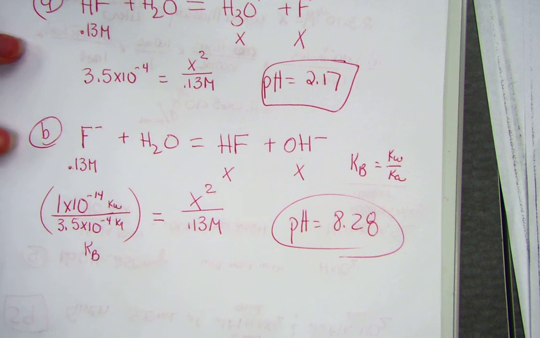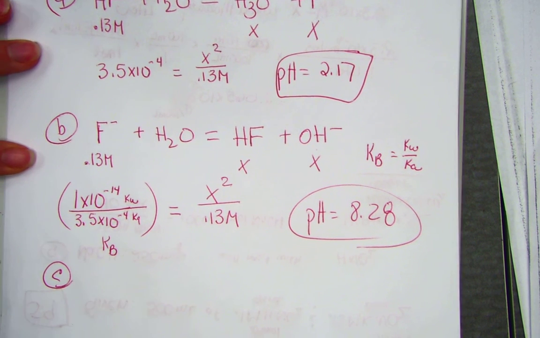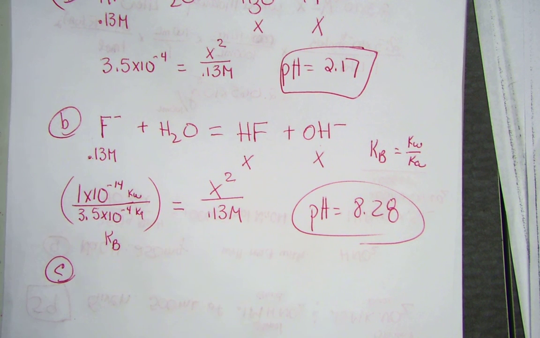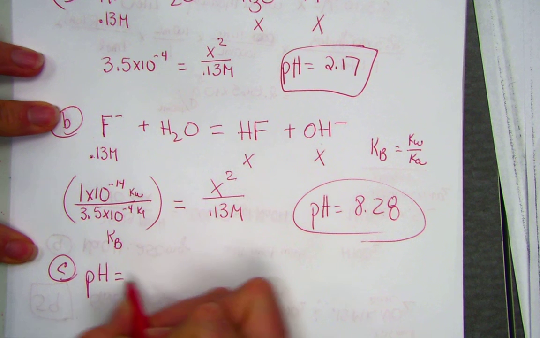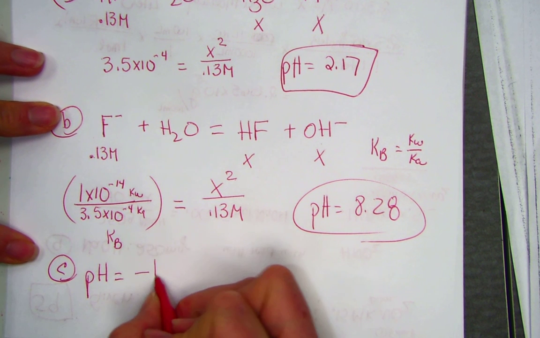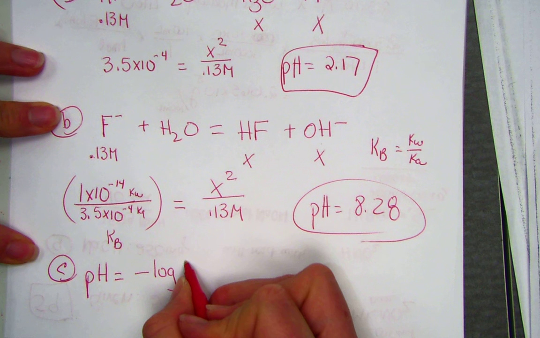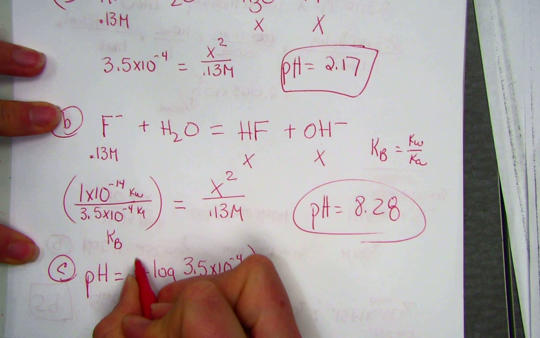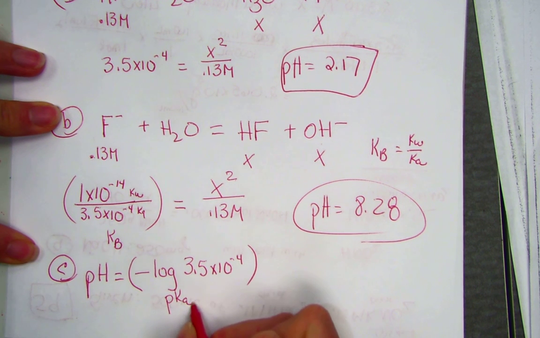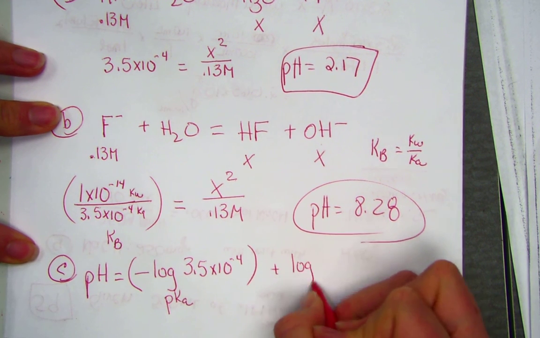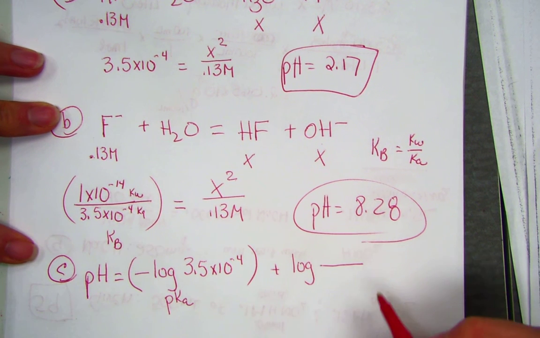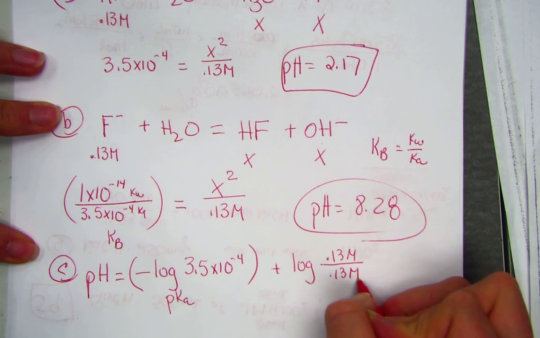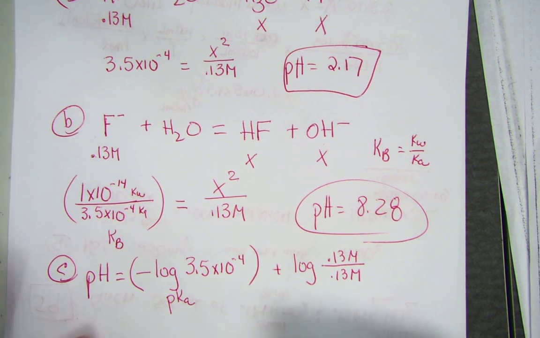And in part C, we're placing in Henderson-Hasselbalch. We're going to place in concentration of two conjugates. That, by the very definition, is a buffer. pH is equal to the p, which is negative log of the Ka, 3.5 times 10 to the negative fourth. This is our expression for pKa, plus the log of the ratio of base over acid. They are of equal concentrations, so that simplifies to 0.13 over 0.13.